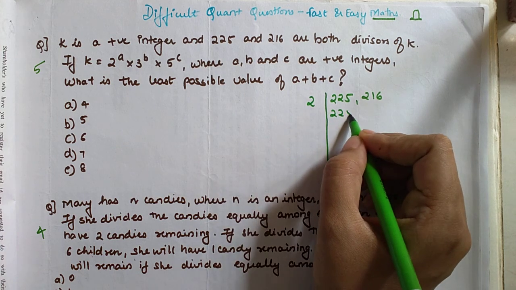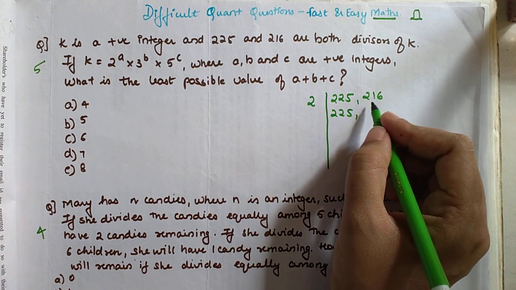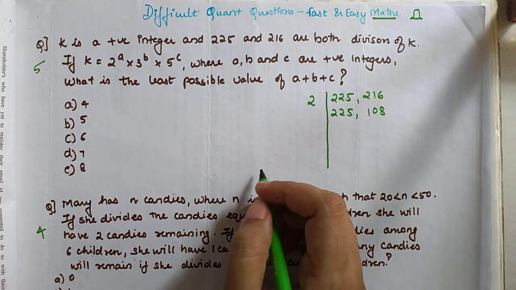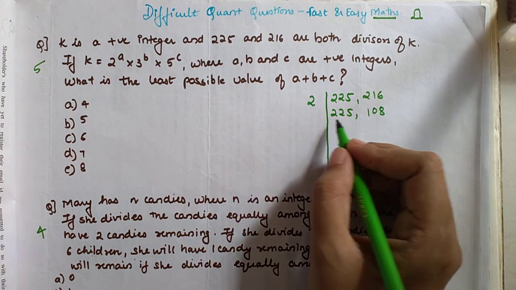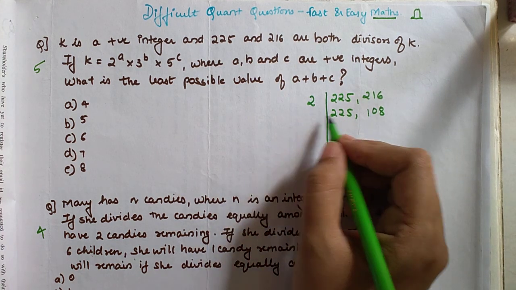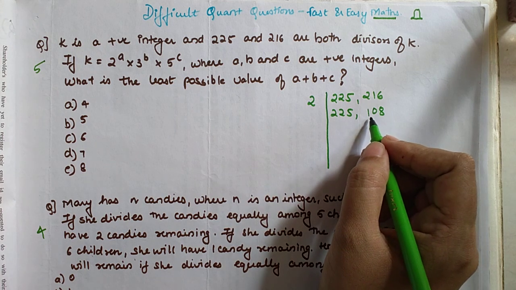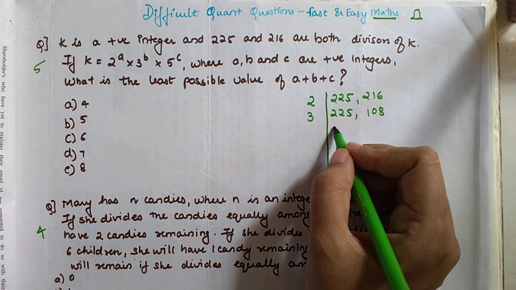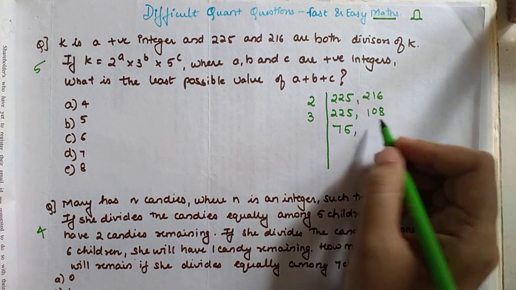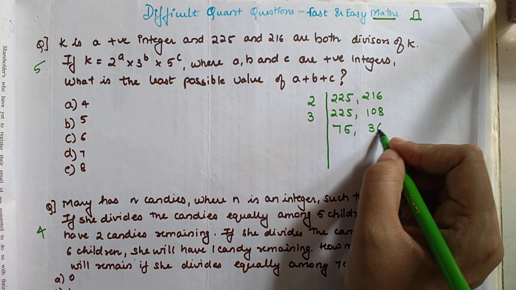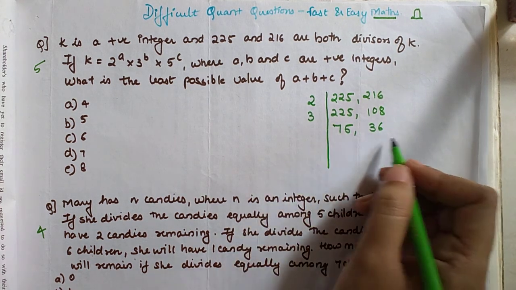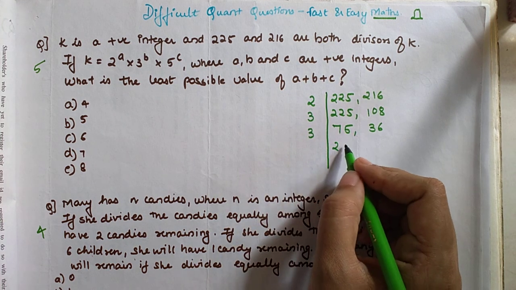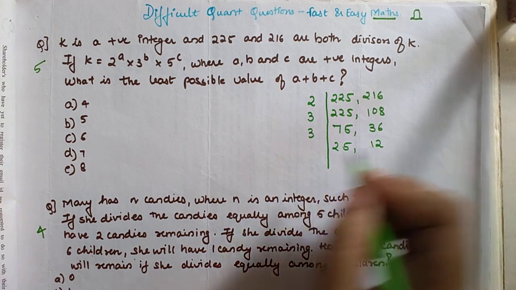So I'll keep 225 as it is, and then I'm getting 108. Now again I can try by 2, or rather let's try by 3, because 1 plus 8 is 9 and 2 plus 2 plus 5 is again 9. So let's try by 3. I'm getting 75 over here and I'm getting 36 over here. Now both of them again go in 3 table, so let's try by 3 again. So I'm getting 25 over here and 12 over here.